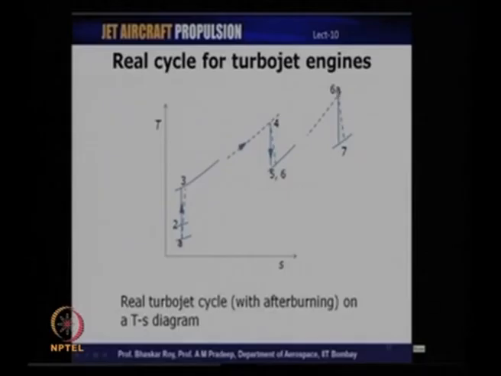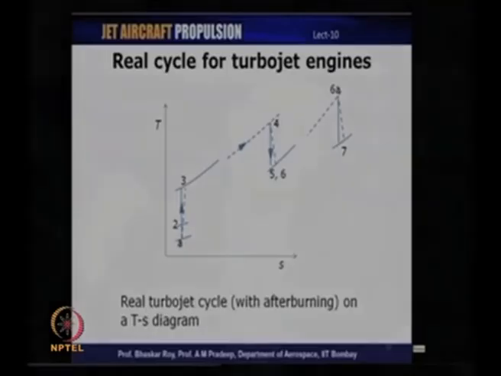So, in a turbojet cycle with afterburning, the cycle gets modified due to this additional heat which is added after the turbine, and this heat addition leads to higher temperature at the nozzle entry and therefore, higher pressure, and so the nozzle has additional scope for expansion because of its higher inlet temperature and pressure, and that leads to an additional thrust, which is the basic purpose of using an afterburner.